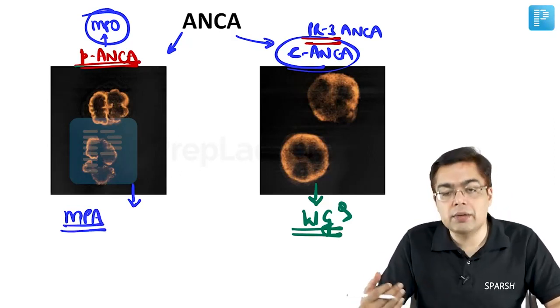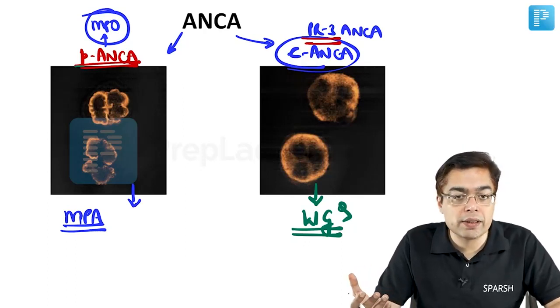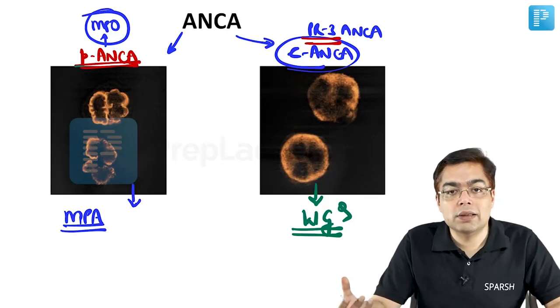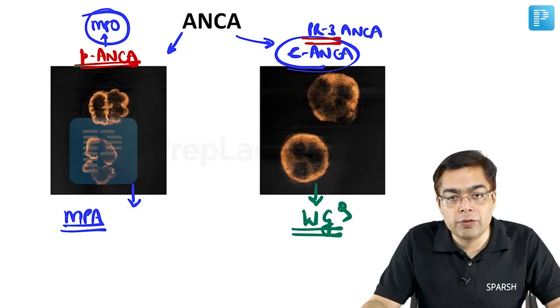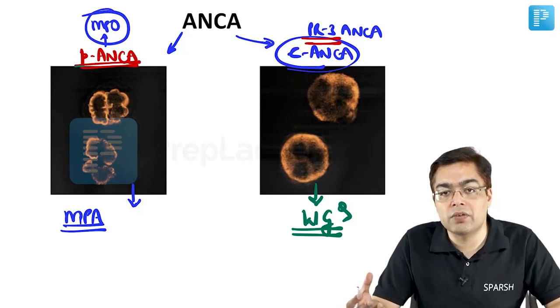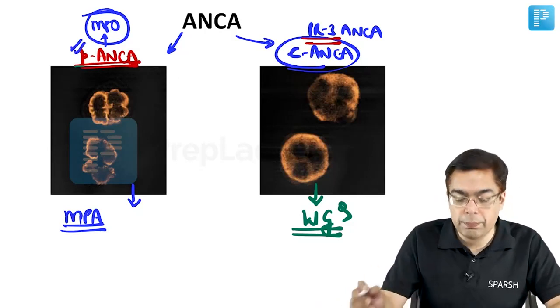Now, this can also be seen in individuals suffering from inflammatory bowel disease. As we talked about in the GI tract section, a condition like ulcerative colitis, or for that matter a condition like primary sclerosing cholangitis. We need to be familiar with the fact that sometimes some drug ingestions like propylthiouracil might also be associated with formation of the P-ANCA.